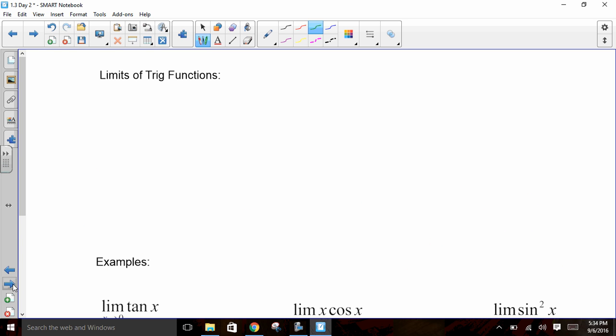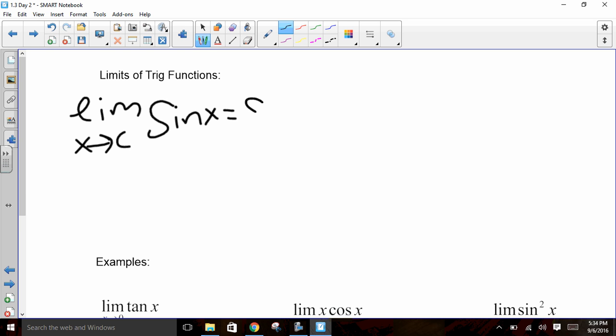All right, trig functions. So let's first talk about sine. The limit as x approaches c of sine of x is just sine of c. So again, just like yesterday, I took a look at the function. If it makes it not possible, then I can't plug it in. But if it is possible, I just go ahead and plug it in.